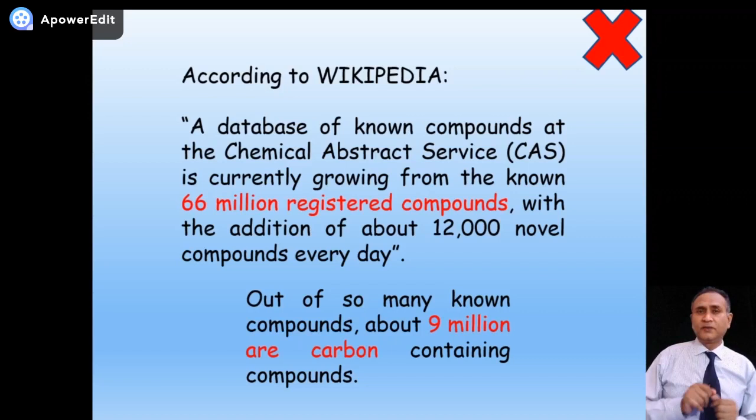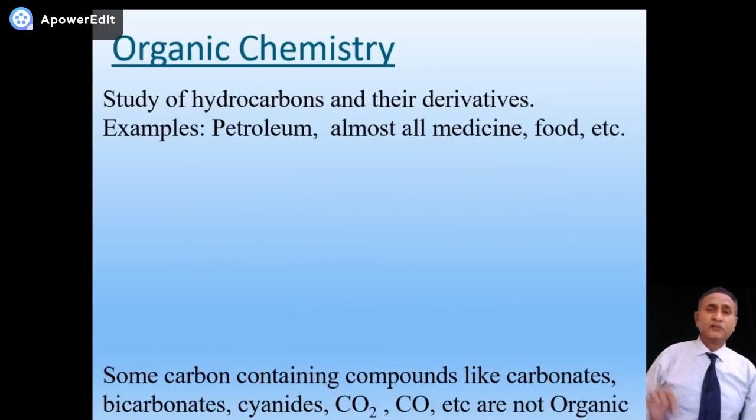And one more thing, around 12,000 compounds are prepared every day. Means a day is spent and 12,000 more compounds. Okay, so out of 66 million compounds, 9 million compounds are of carbon. Means carbon alone forms 9 million compounds, 90 lakh compounds. That is why carbon has been given a specialty to be studied separately under the heading of organic chemistry.